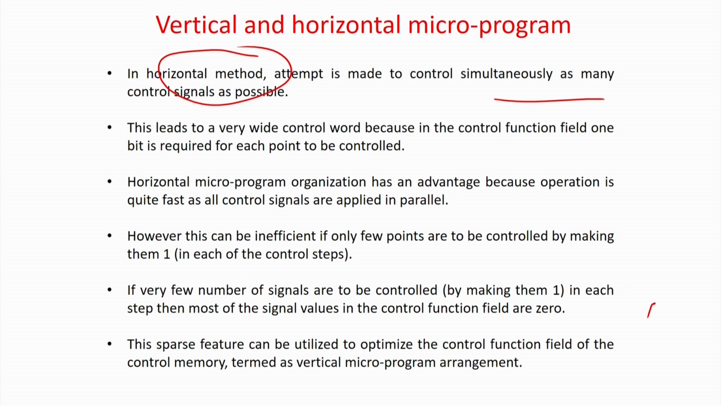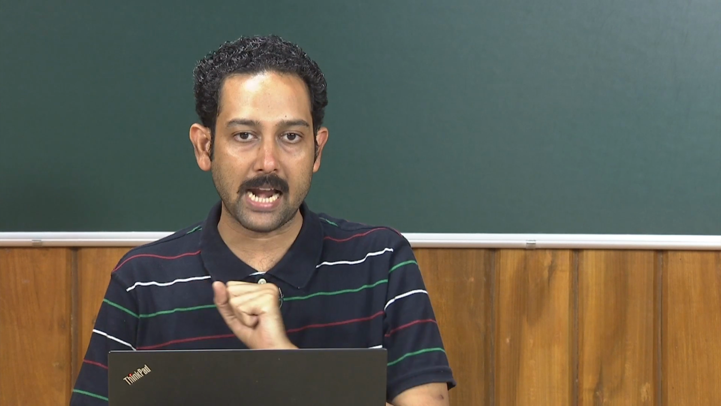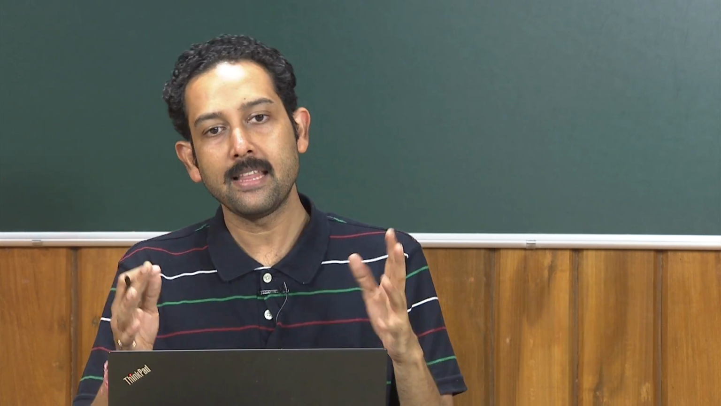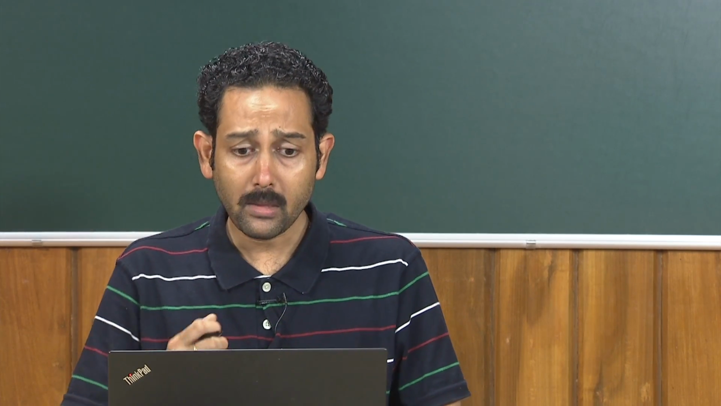But the problem is that the more ports there are, the longer your word has to be. So if there are 32 points to be controlled, the word has to be 32 bits, and so forth. But on the contrary, you see a lot of zeros. That means this is very sparse in content. If you have such sparse content, then you are wasting a lot of memory. So how can we implement it in a better way?